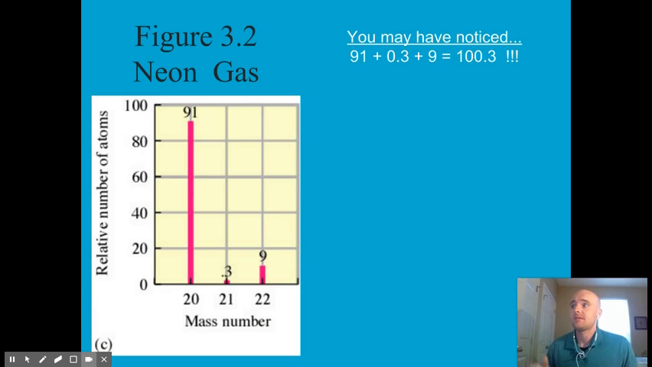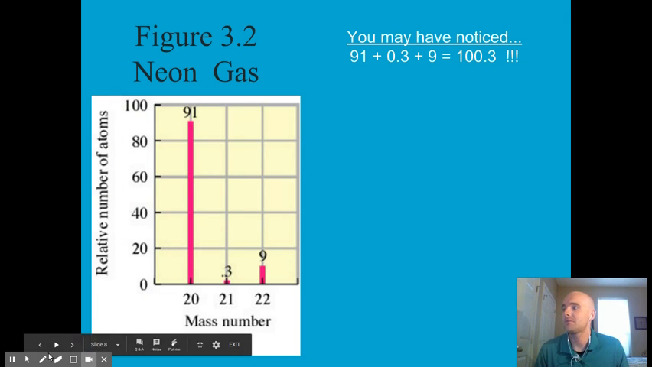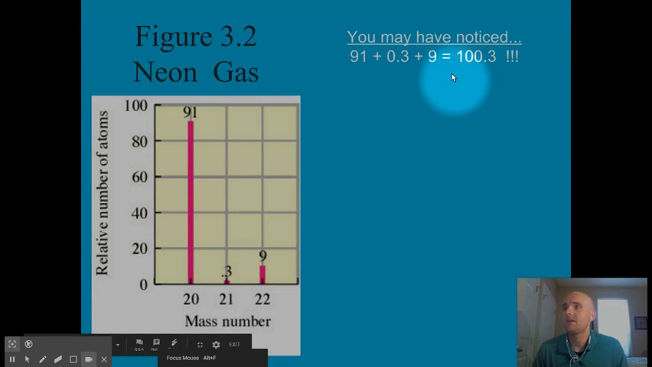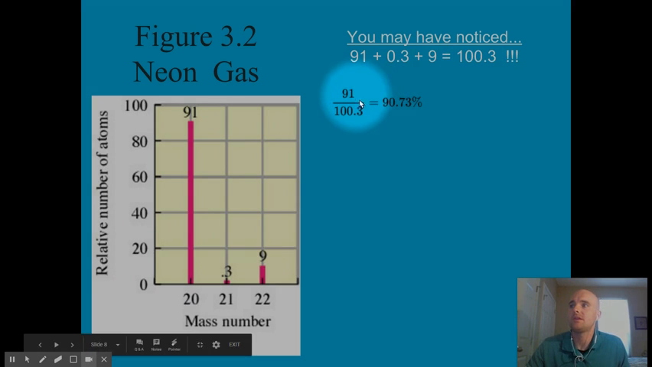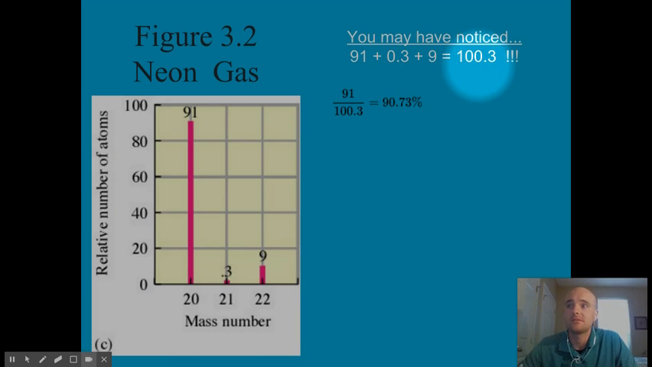So you may have noticed that in the previous slide, those relative abundances did not actually add up to 100. They add up to 100.3. So the way we need to handle this is we need to get them back down to 100. I will take each one and divide it by the total. My total is now 100.3, and I'll get 90.73%, and I'll get 0.29% and 8.9%. Hey, look, it's right there.